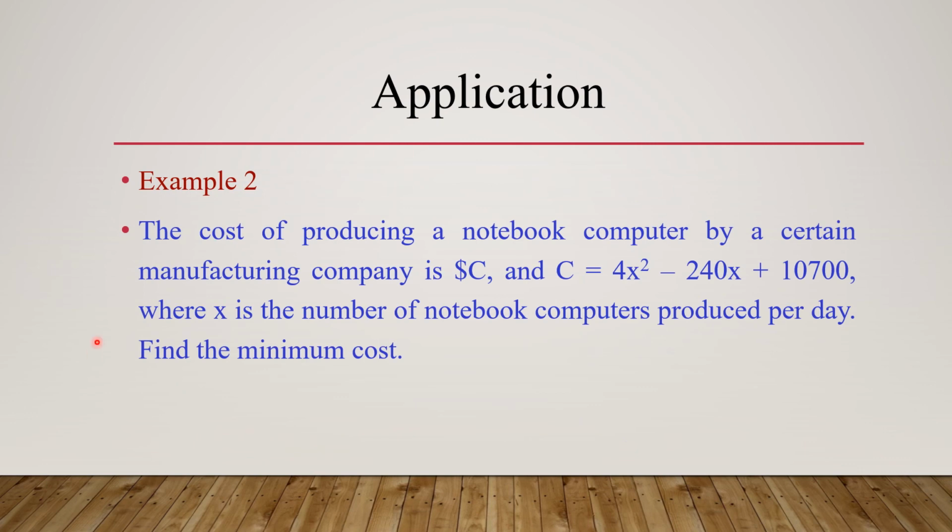From here we can see another example: the cost of producing a notebook computer by a certain manufacturing company is $C, and C equals this equation as given, where x is the number of notebook computers produced each day, so we are required to find the minimum cost. Again, it can be calculated by completing the square.